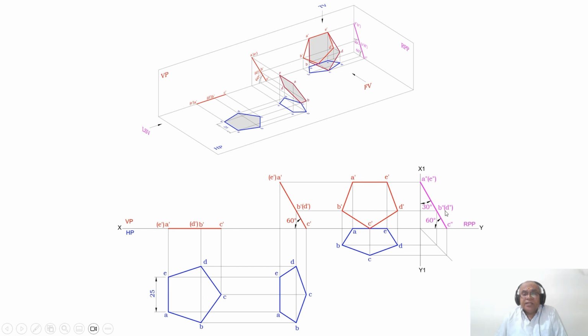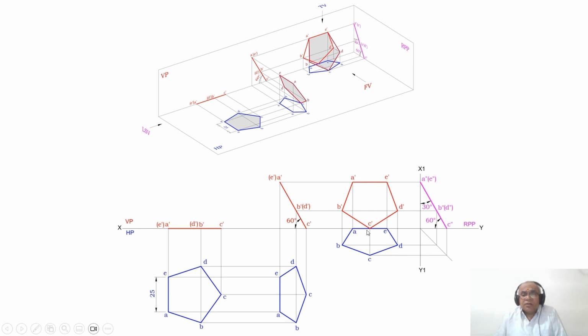And from here I need to write the side view because the surface is inclined to both HP and VP. So you take any convenient distance and draw an x1 y1 line and you mark those as x1, y1. Then, by measuring an angle of 45 degrees with respect to the XY line, you draw an inclined line. So this is going to be the 45 degree line.